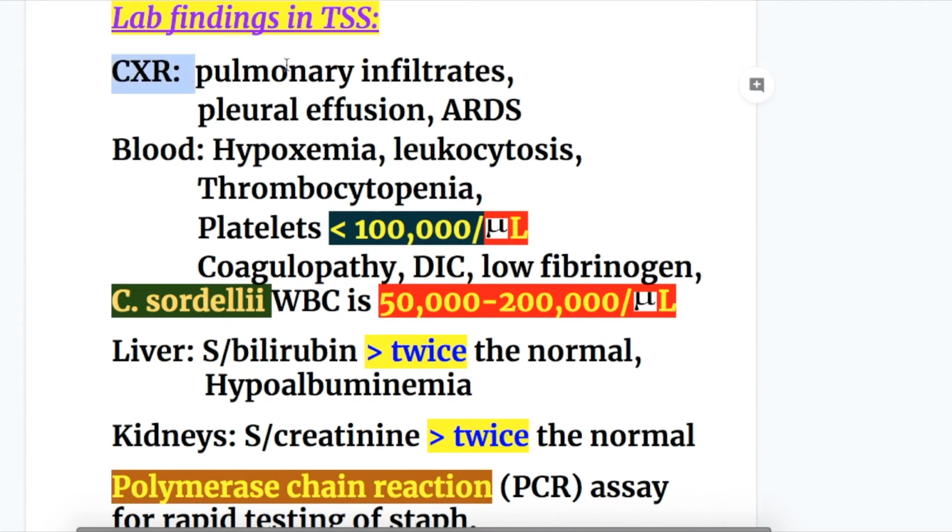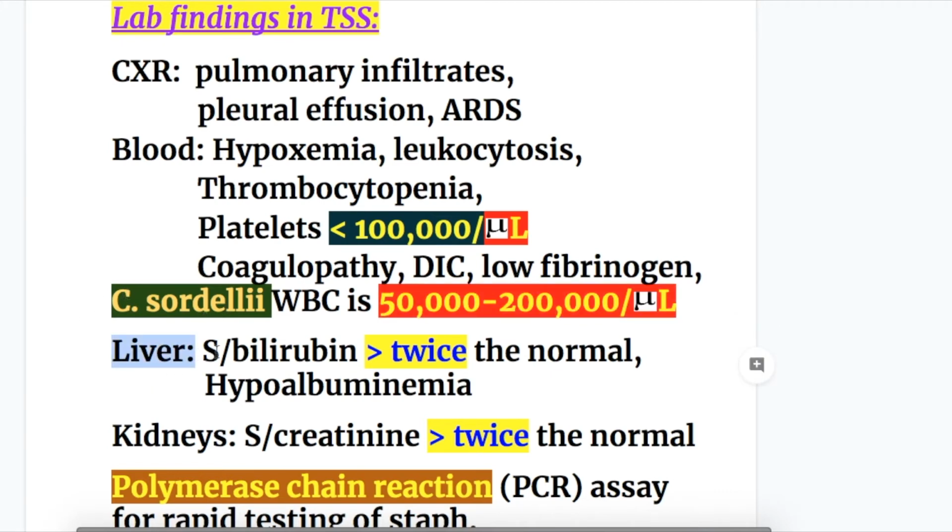The X-ray chest feature: pulmonary infiltrates, pleural effusions, and the features of acute respiratory distress syndrome. In the blood, there is hypoxemia and leukocytosis with thrombocytopenia and a platelet count of less than 100,000 per microliter. There is coagulopathy, disseminated intravascular coagulation, low fibrinogen and fibrinogen degradation products. The Clostridium sordellii toxic shock syndrome causes a WBC count of 50,000 to 200,000 per microliter. The condition is rapidly progressive and may be fatal.